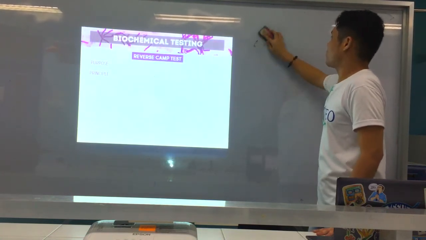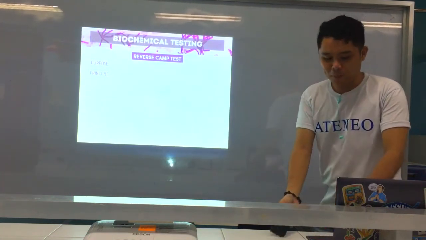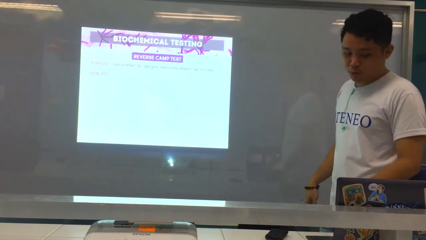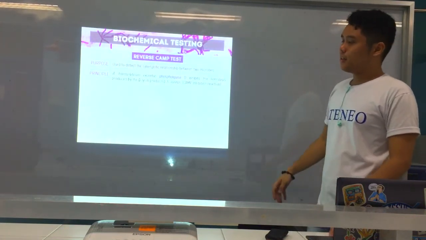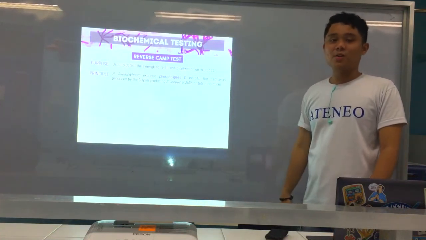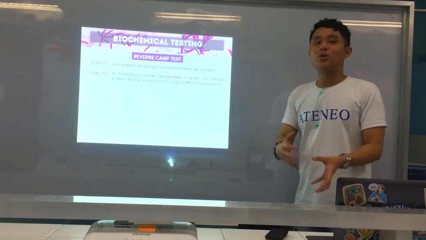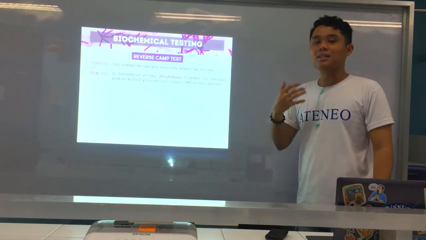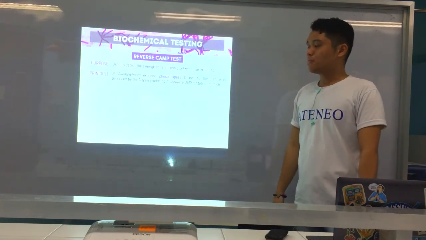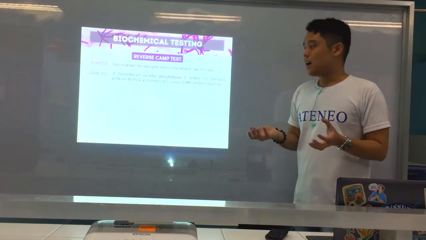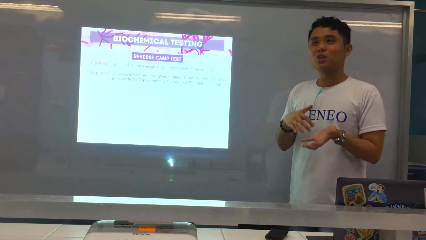Now, the points for reverse CAMP. The purpose is to determine a synergistic relationship between two microbes. And specifically for gram-positive bacilli, we use it for Arcanobacterium hemolyticum, because A. hemolyticum releases phospholipase D, which inhibits the beta-lysin produced by S. aureus. So what happens is it is a CAMP inhibition reaction. So it's called reverse CAMP.